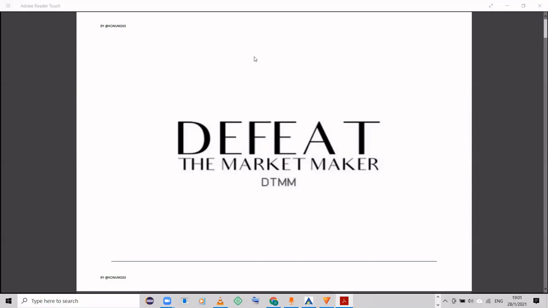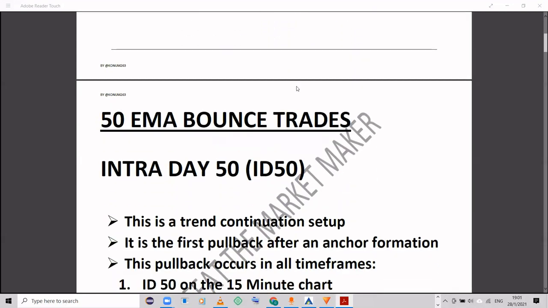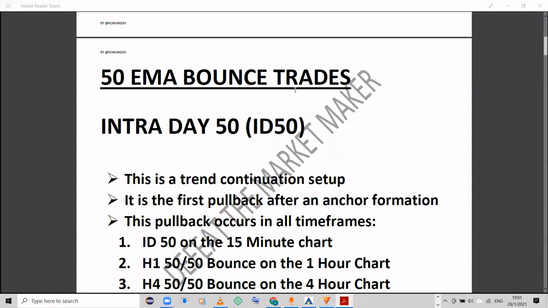So this is Defeat the Market Maker, DTMM. Let's get in. There's what's called 50 EMA bounce trades. These bounce trades are also called intraday. Among these trades, they vary with time frames. So let's get into it. Intraday 50, the ID50 trade. That's what this trade setup is called.